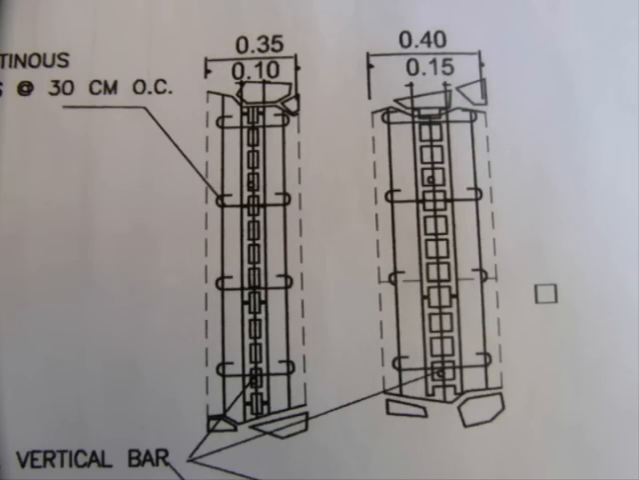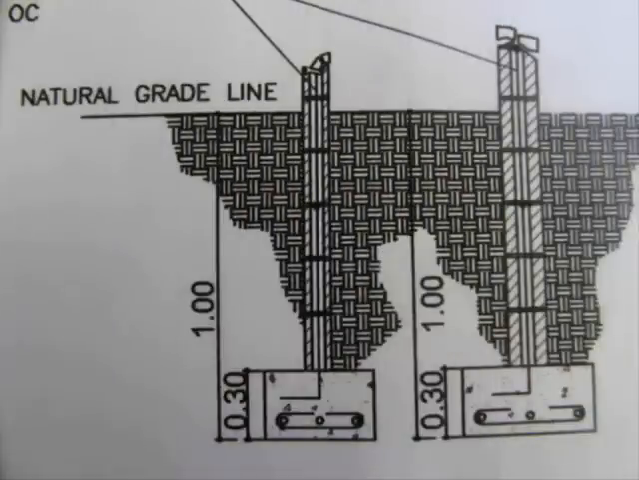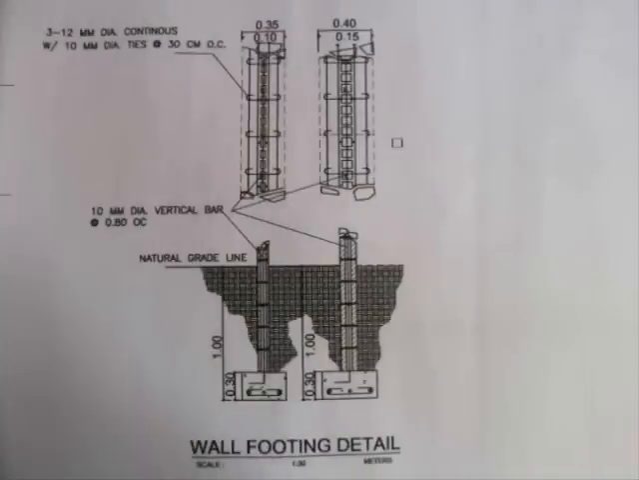These are the two wall footings used for the house. We can notice that the one at the right side is thicker than the other one. This is because this one is used for the exterior walls, while the other one is the footing for the interior walls.